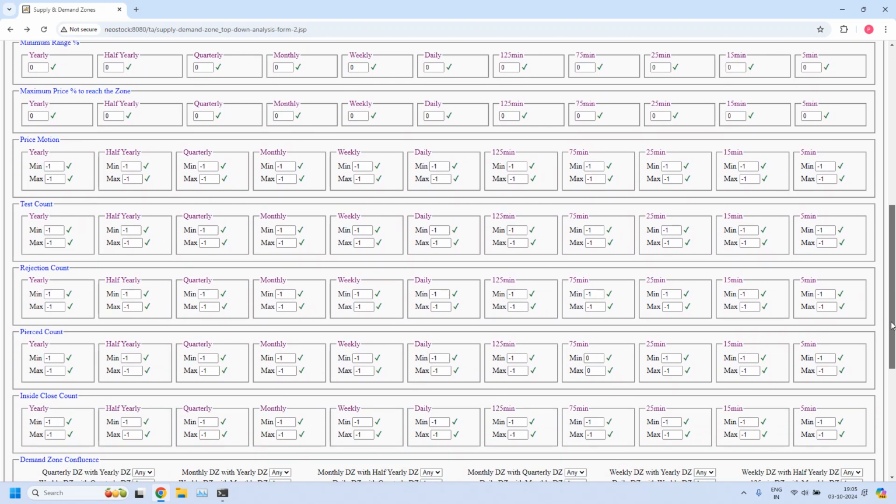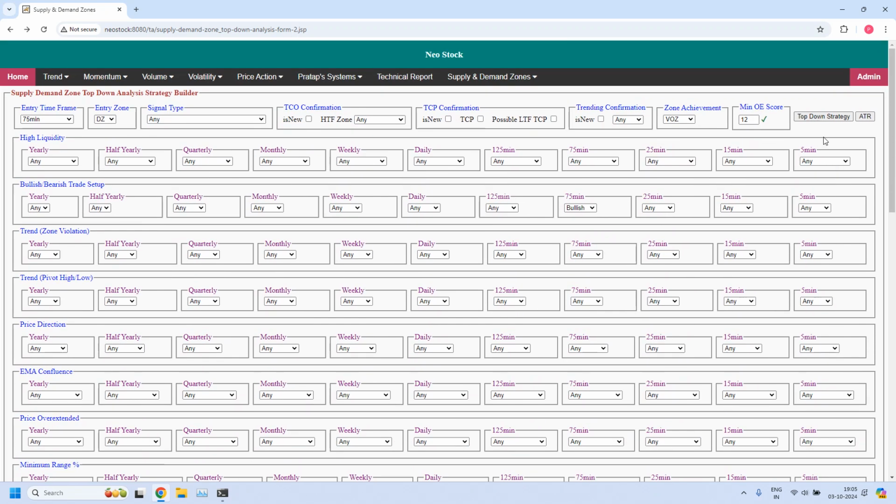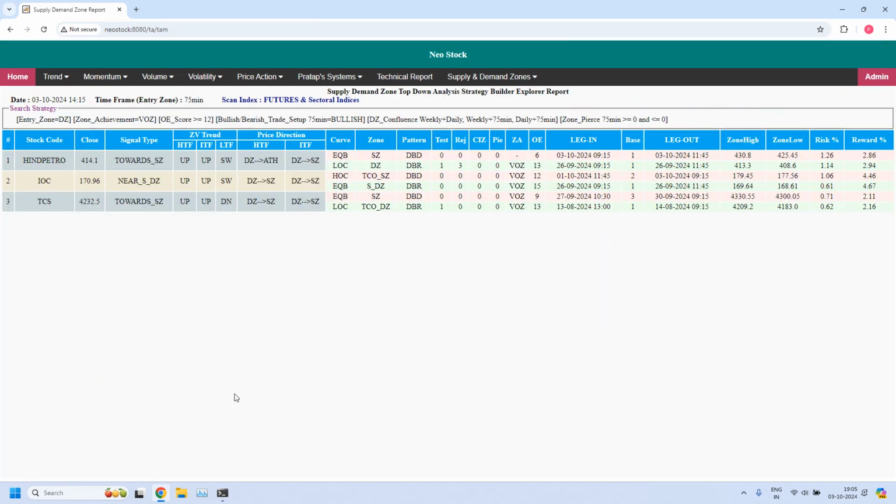So in the demand zone confluence, we have already enabled the 75 minutes demand zone with daily demand zone. Now I am enabling the 75 minutes demand zone confluence with weekly demand zone, and also daily demand zone confluence with weekly demand zone. All the 3 filters are enabled. Let's verify. We got 3 stocks.